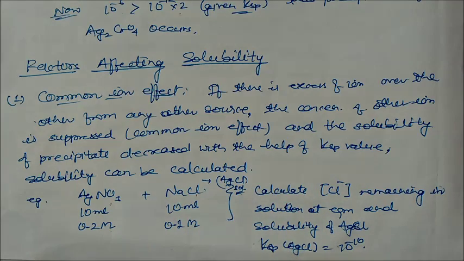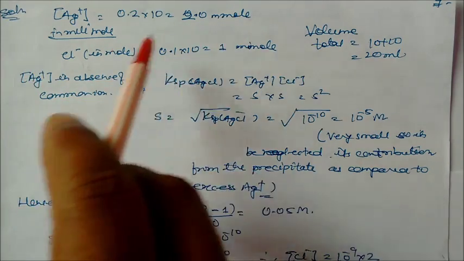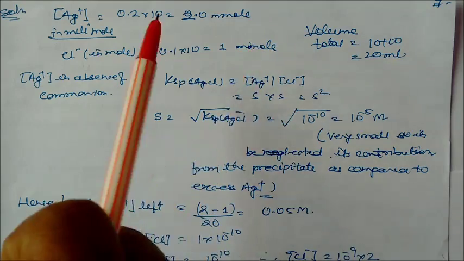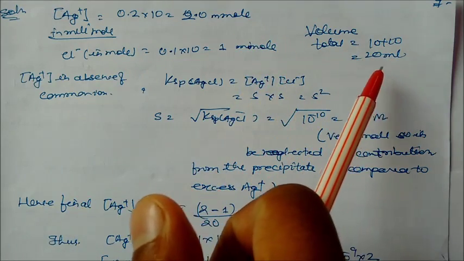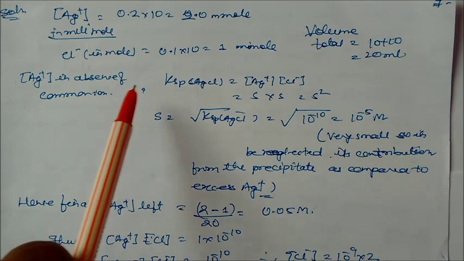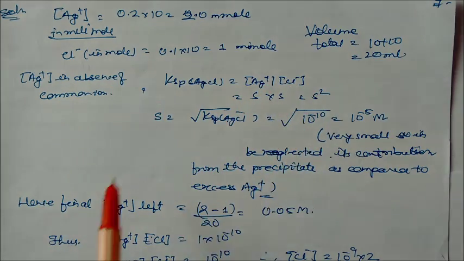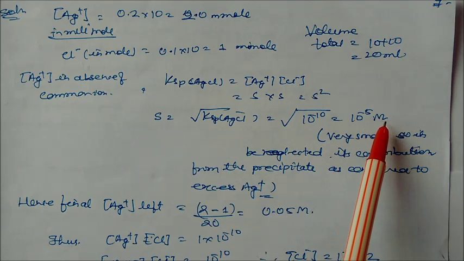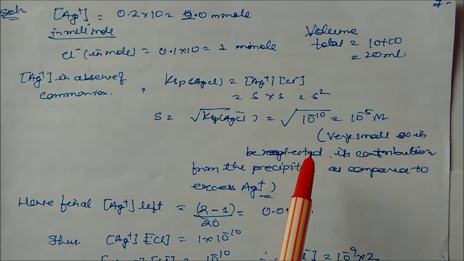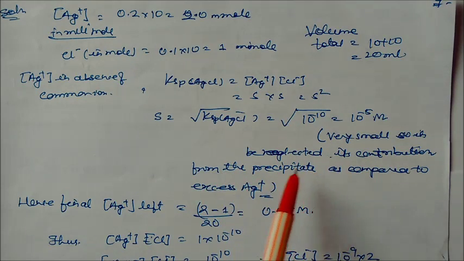Let us see. The amount of silver is 2 millimole and Cl is 0.1 into 10, that is 1 millimole, and the total volume is 10 plus 10, that is 20 ml. If silver is in the absence of a common ion, we can directly take the Ksp value. So the concentration of silver into Cl will be S square. If you solve it, it becomes 10 power minus 5 molarity. That is very small, so its contribution from the precipitate can be neglected as compared to the excess silver ions.